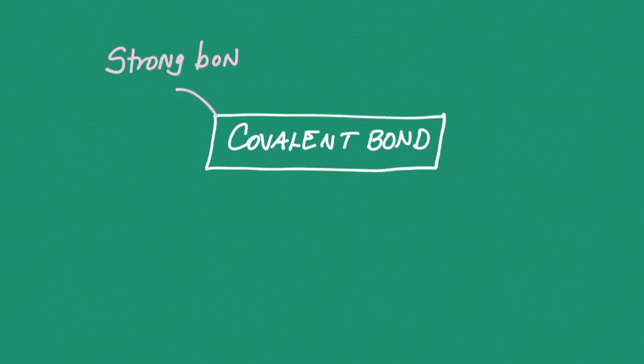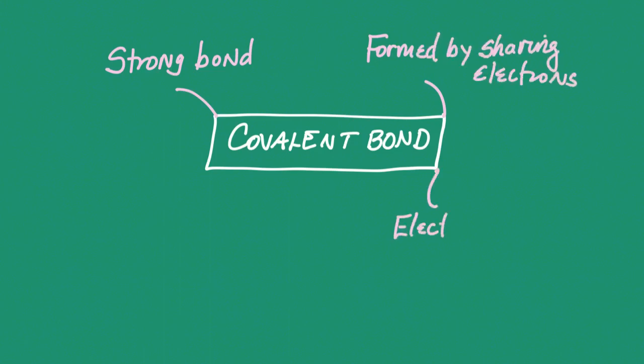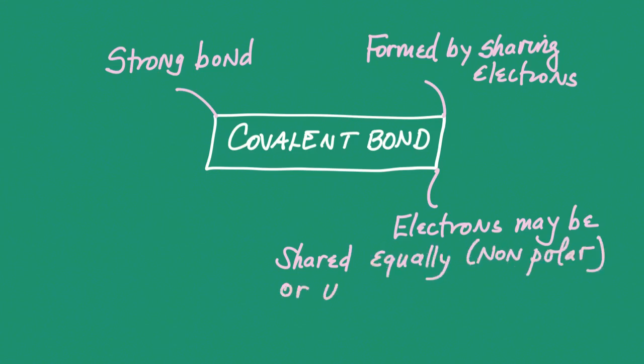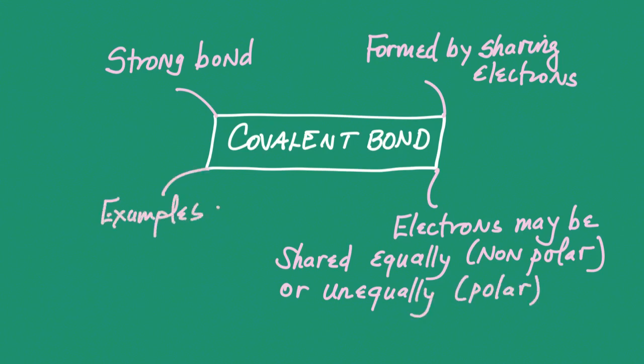Let's recap what we know about covalent bonds. Covalent bonds are strong bonds. They are formed when electrons are shared. Electrons are shared equally or unequally. When they are shared equally, nonpolar covalent bonds are formed. When they are shared unequally, polar covalent bonds are formed. Some examples of molecules that are held together by covalent bonds are methane, hydrogen, oxygen, and water.